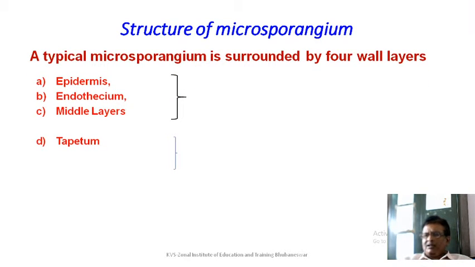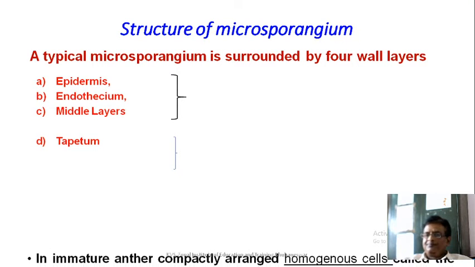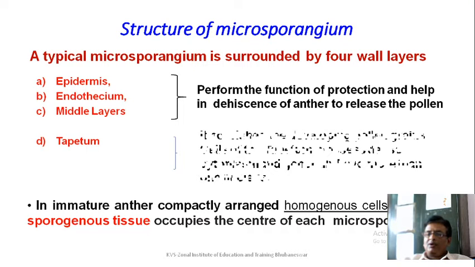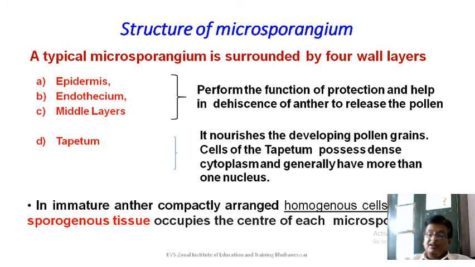When we talk about the microsporangium, there are 4 important wall layers. From outside in, they are the epidermis, then the endothecium, middle layers and tapetum. We need to know the function. The epidermis is basically meant for protection and helps in dehiscence of the anther and release of pollen, whereas the tapetum, the innermost layer, is important for providing nourishment to the developing pollen grains, and the cells are laden with dense cytoplasm, and generally they have more than one nucleus.